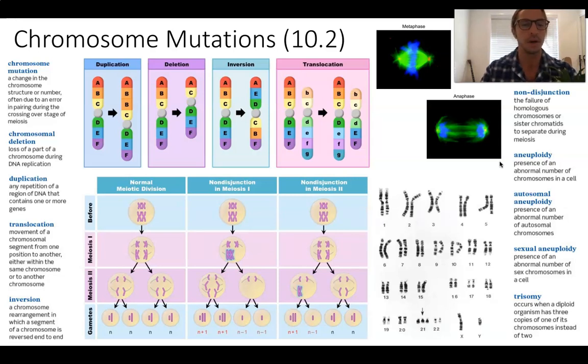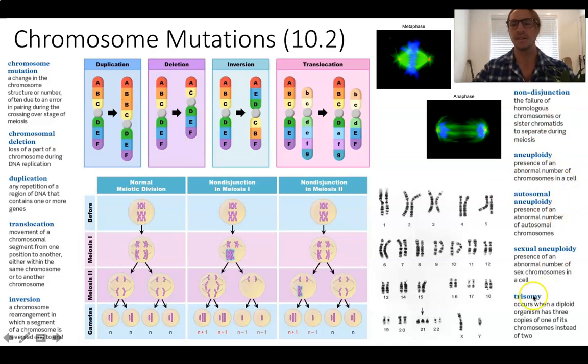So during meiosis, though, sometimes chromosomes don't separate completely like they should in this stage. What is called non-disjunction can occur. And this can result in an egg or a sperm cell that has too many or too few chromosomes. So the presence of an abnormal number of chromosomes in a cell is called aneuploidy.